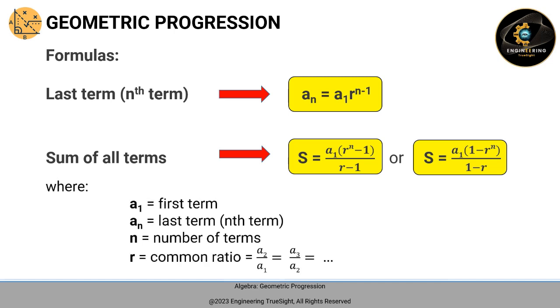where a sub 1 is the first term, a sub n is the last term or the nth term, n is equal to the number of terms, and r is the common ratio, or a2 over a1, or a3 over a2, and so on.